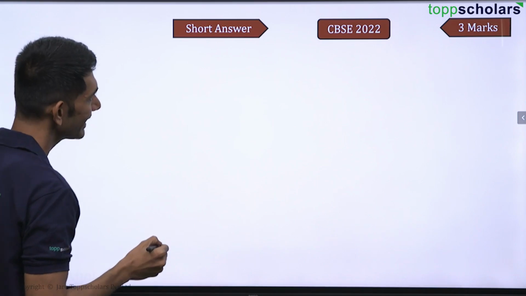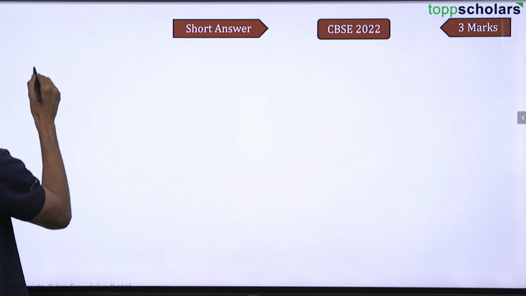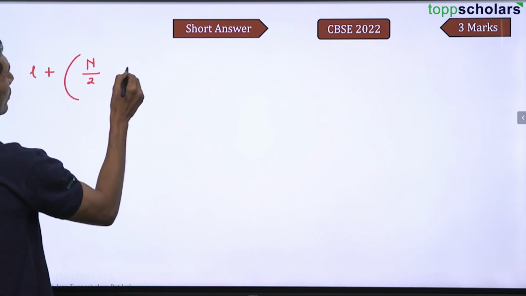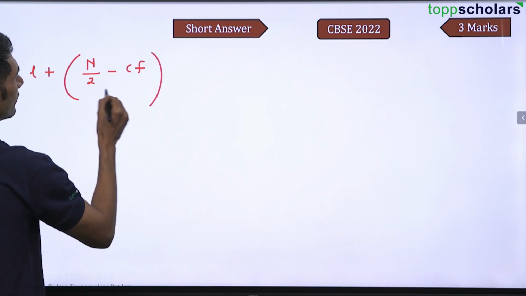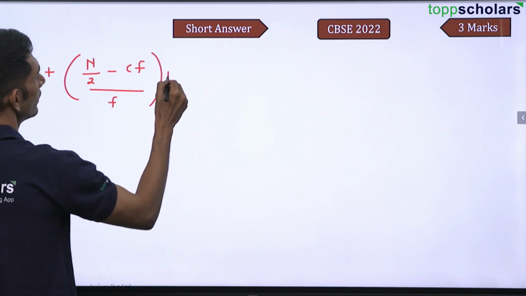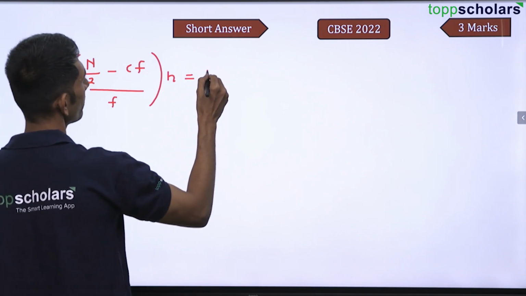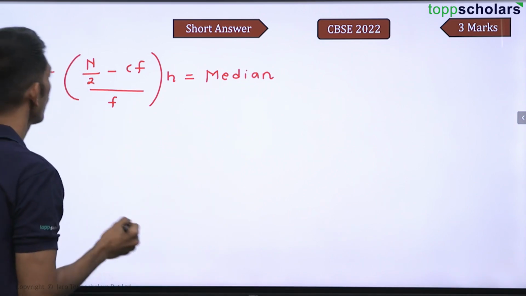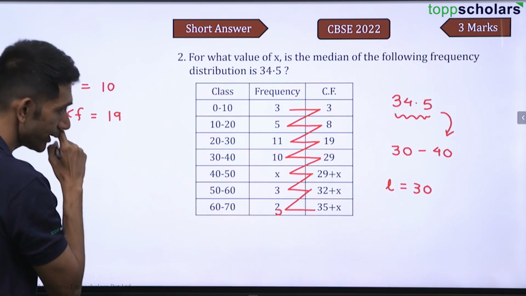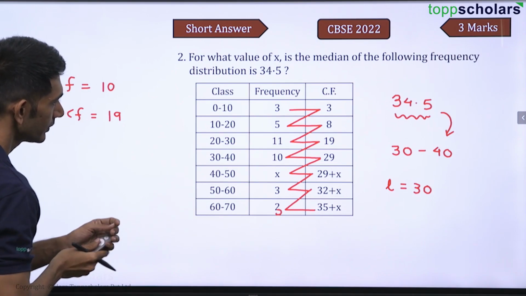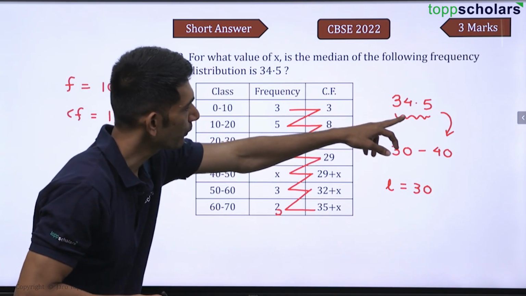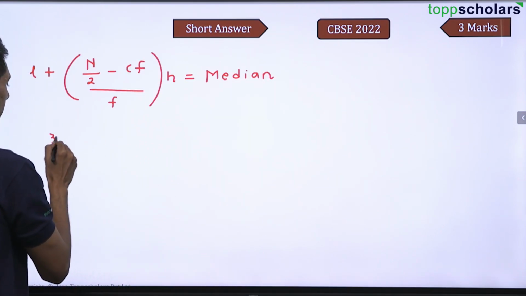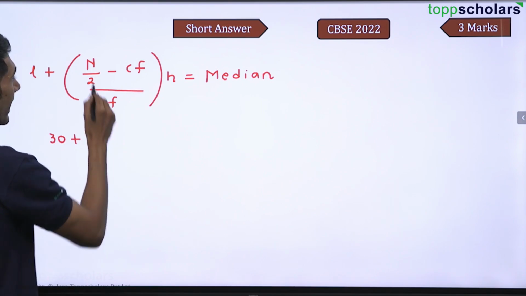Now let us put the values and get the answer. So we know that L plus n by 2 minus Cf by f into h is nothing but your median. So what is L? If you see, L is nothing but 30. This is your L. So we'll write down 30 plus n by 2.